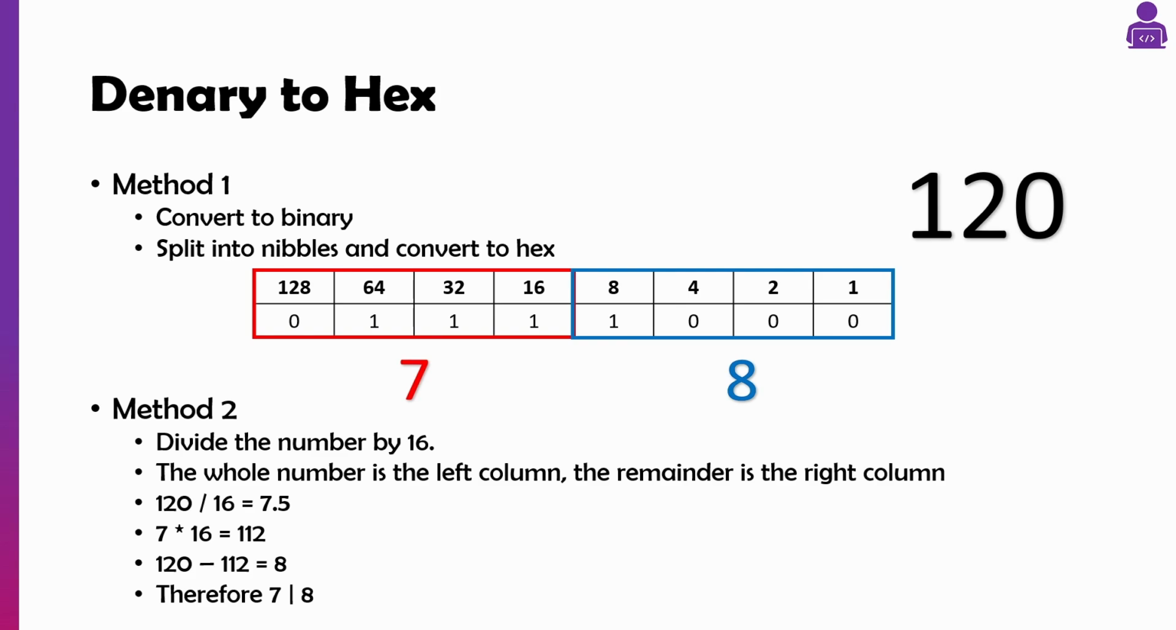The second method is you divide 120 by 16. Now the whole number is the left column and the remainder is the right column. So 120 divided by 16 is 7. 7 times 16 is 112, which means we've got 8 left over. So it'd be 7, 8 again. Really simple. The reason I don't like method 2 so much is dividing by 16 can be a bit of a pain, and also doesn't really take into account when you've got 3 columns. A really big number doesn't necessarily work that well.